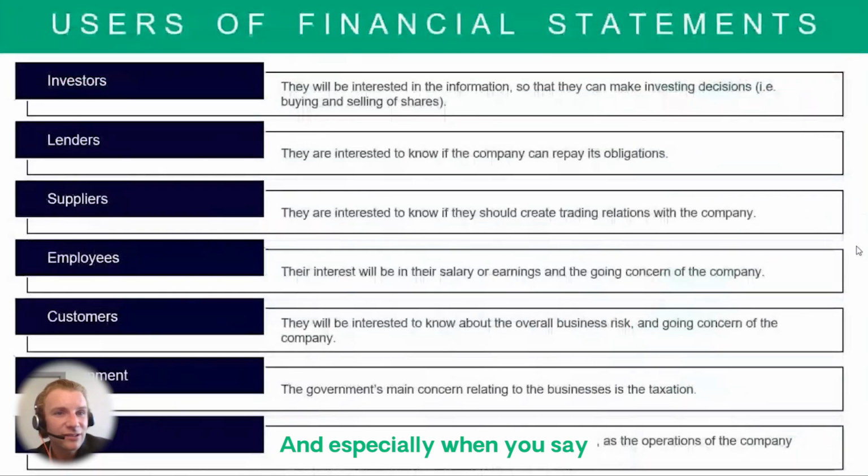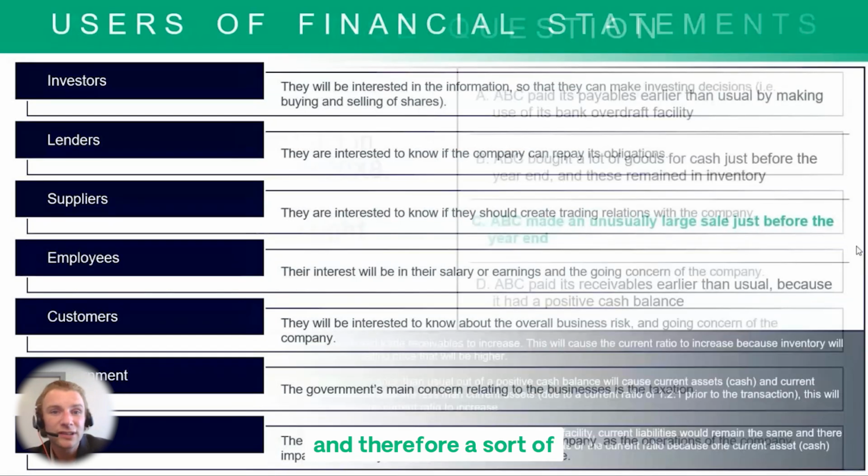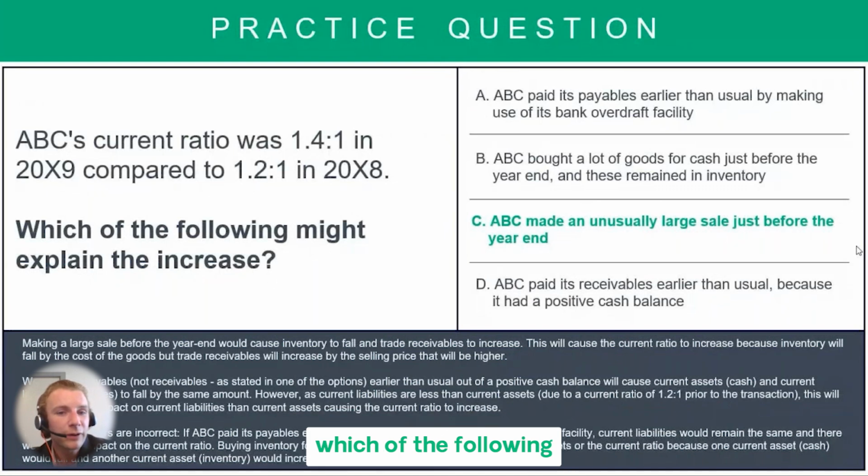And especially when you see areas and questions like users of the financial statements, they love to test internal stakeholders, external stakeholders. So you've got a list of examples on here: the government, customers, employees. These have come up in previous past papers. And therefore, a practice style question, again, going straight to that requirement: which of the following might explain the increase? ABC's current ratio was 1.4 to 1 in 2009 compared to 1.2 in 2008. So in other words, the current ratio has gone up.